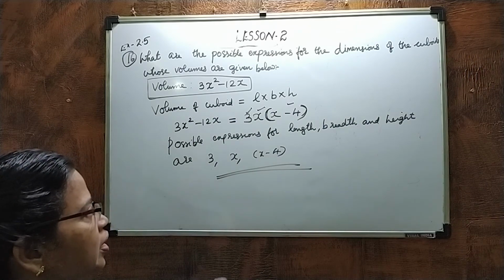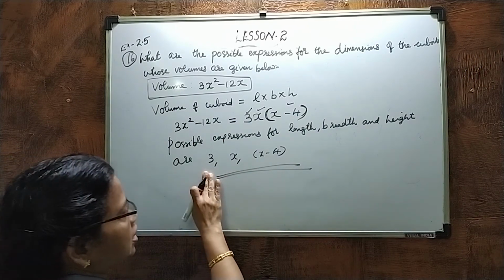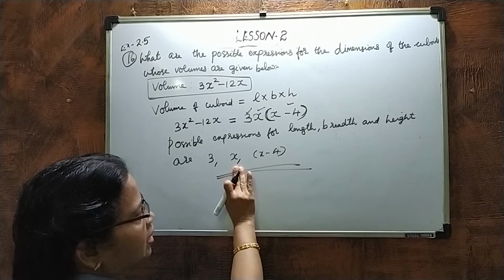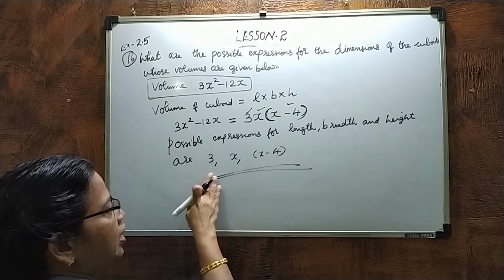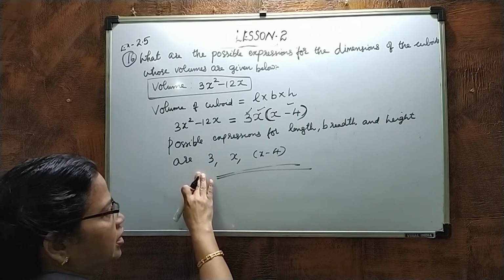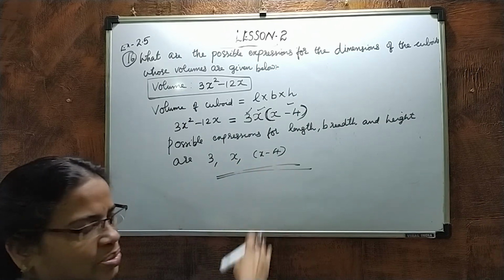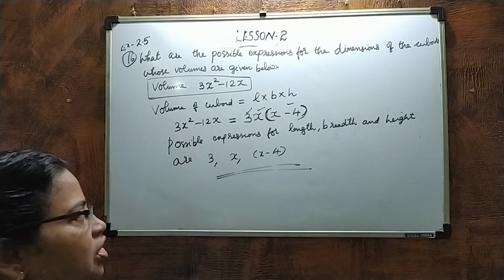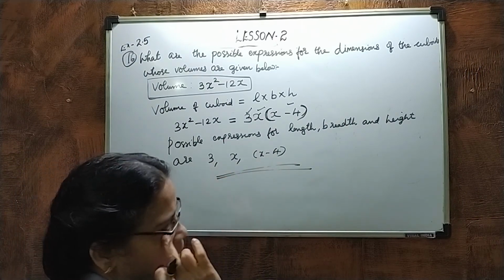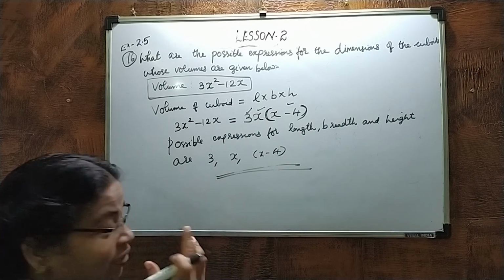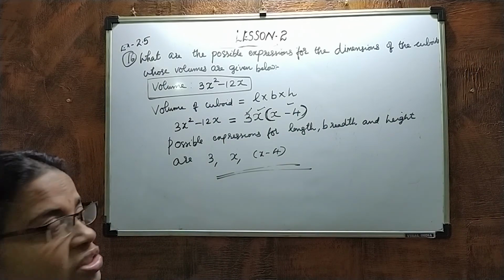Otherwise, how can you say? Now length is 3, breadth is x and height is x minus 4. Or you can write it as length is x, breadth is 3 and height is x minus 4. Again we can change: length is x minus 4, then breadth is 3 and then height is x. Again we can change, many times we can change.